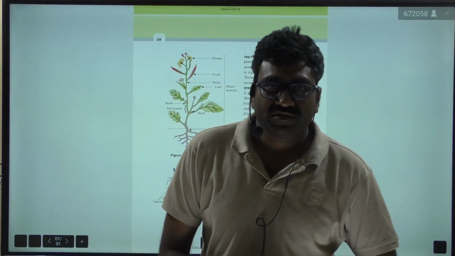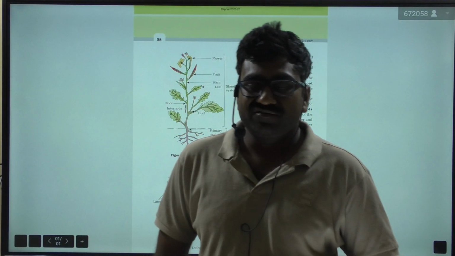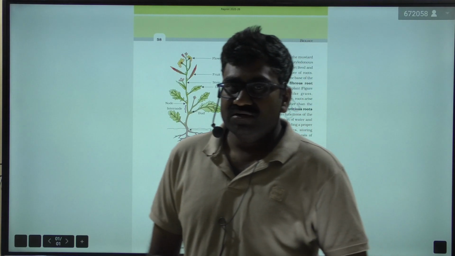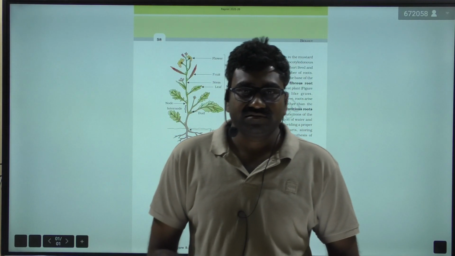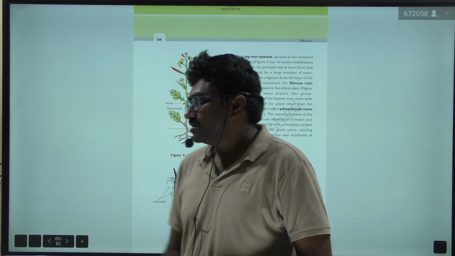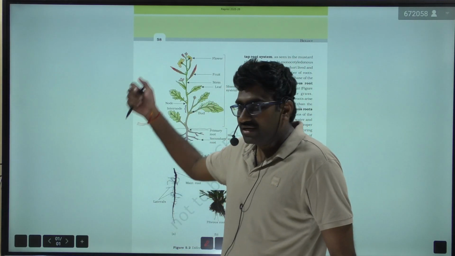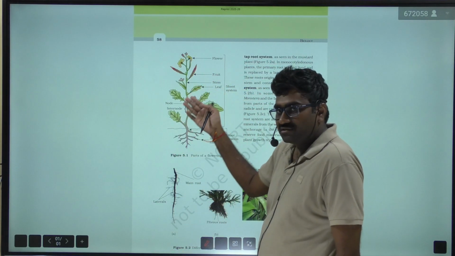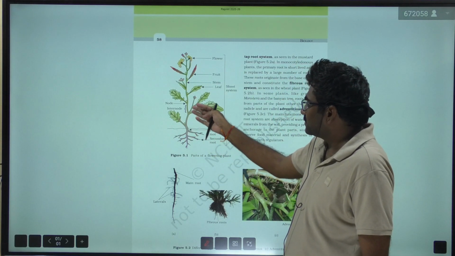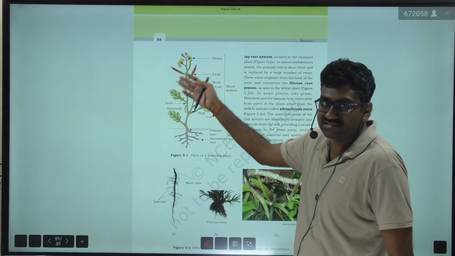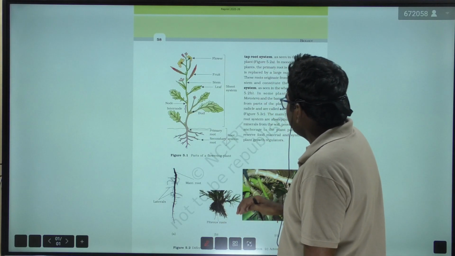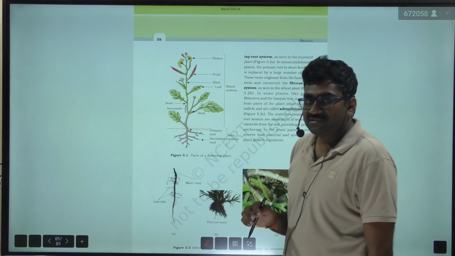Good morning everyone. Today we are going to discuss the morphology of flowering plants. Here, the study of external characters is known as morphology. If you pull out a plant, you will find the root, stem, leaves, flowers, etc. So let us start with the root.